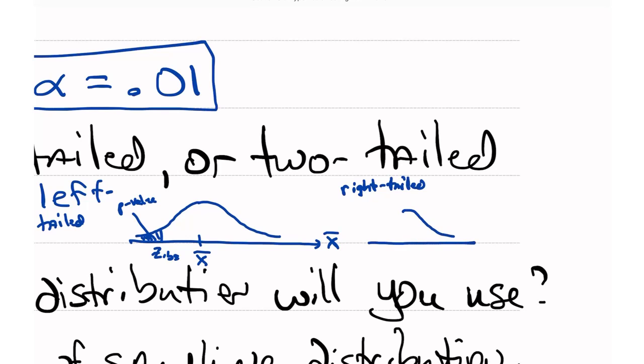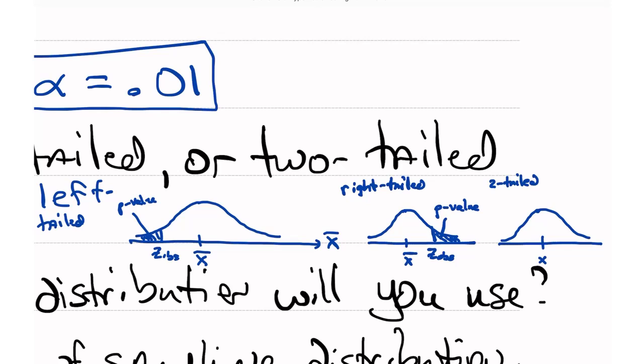Again, we're going to have x bar in the middle, but now to do a right-tailed test, our test statistic, z observed, would have to be above the mean, and then our p-value would be here. Now, for a two-tailed test, draw the same approximate distribution.